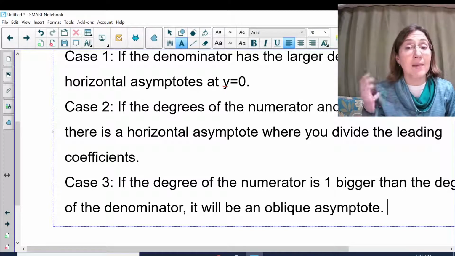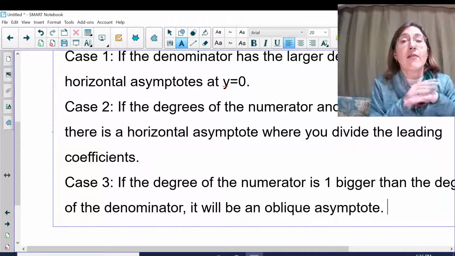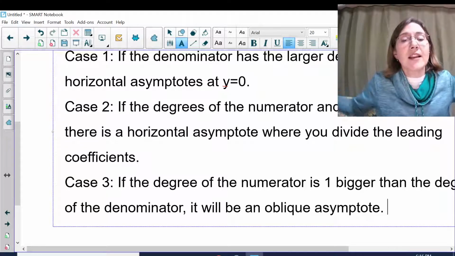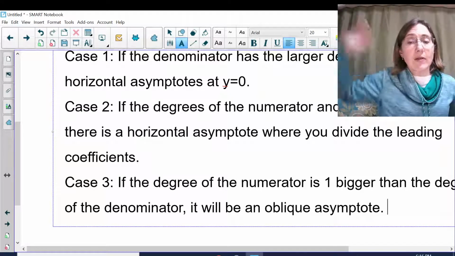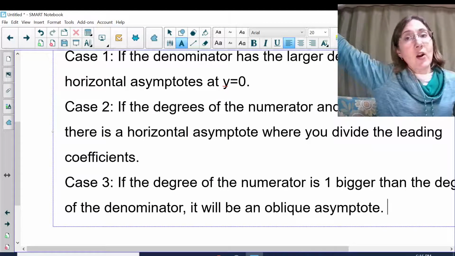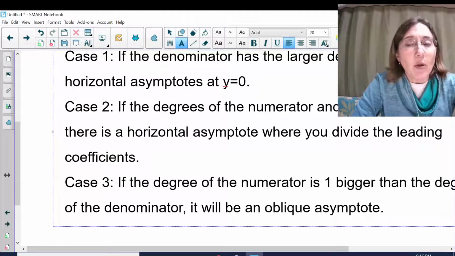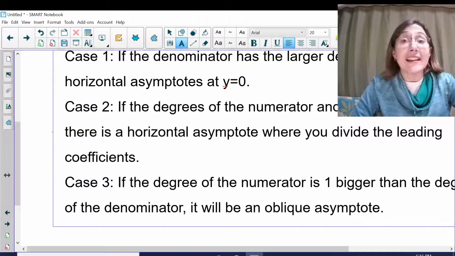So comparing the degrees will tell you if you have a horizontal asymptote at 0, if you have a horizontal asymptote somewhere else, or if you have an oblique asymptote. If the numerator is bigger by 1 degree, then it's going to be an oblique asymptote. It's going to look like it approaches a line out there. So, okay, that is everything.